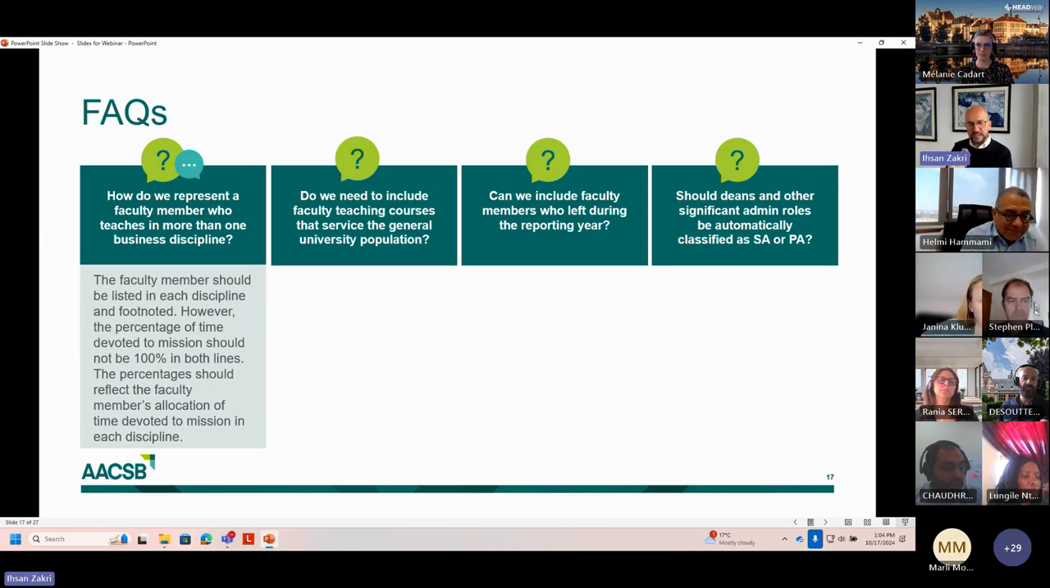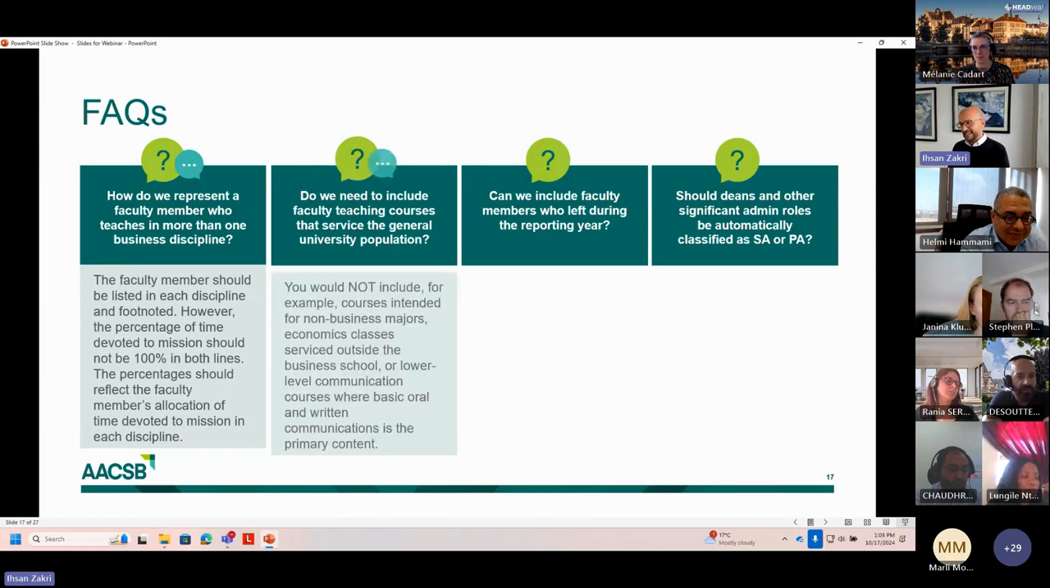And footnote that, if possible, just footnote saying, Mélanie teaches, she's all over the place. She teaches in more than one place. I do so many things. I know. Then we footnote that.